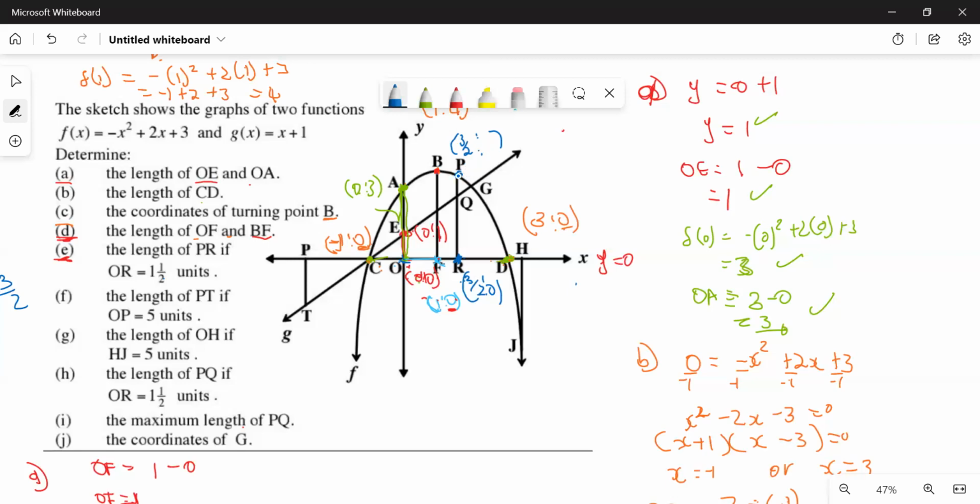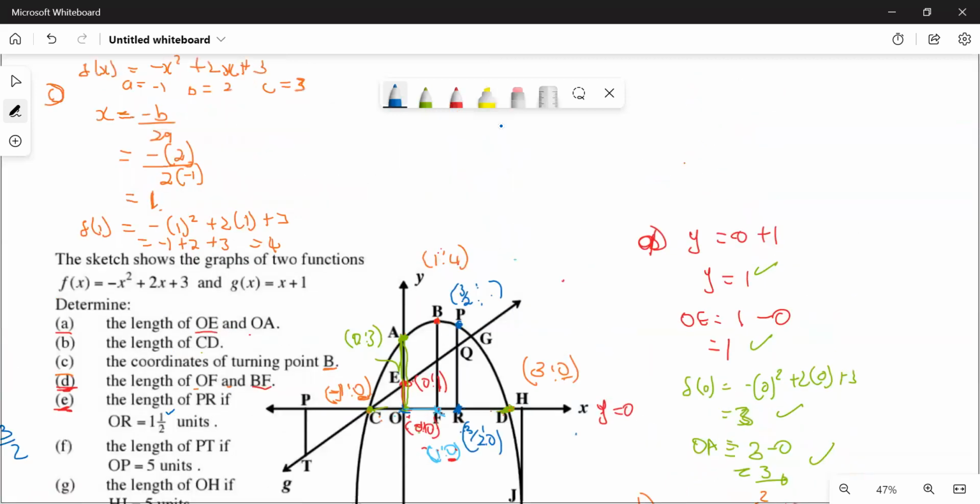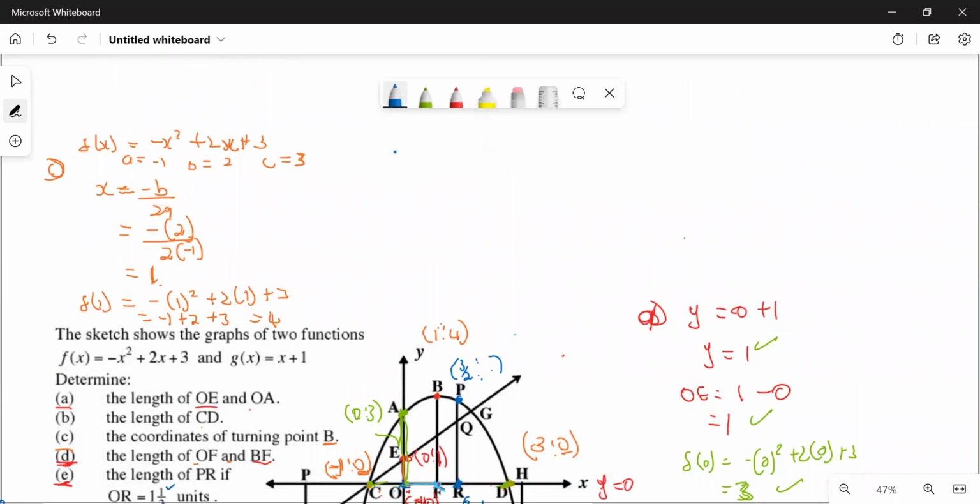Remember, P is a point. Can you see which P is a point on F? We know what X is. Indirectly, they gave us X because if you give people X, they can get Y. We're going to take this here and substitute it. That is why they gave us the X. We're not going to forget it. So we'll come and say, okay, we want PR again. So that's number E.